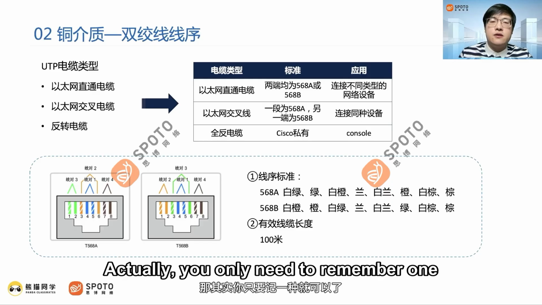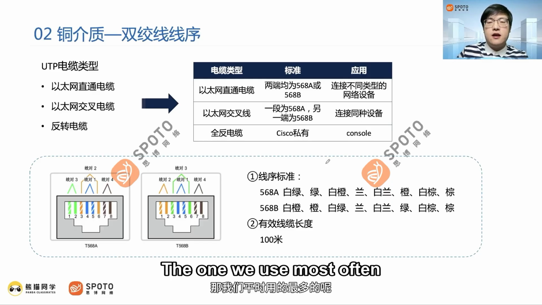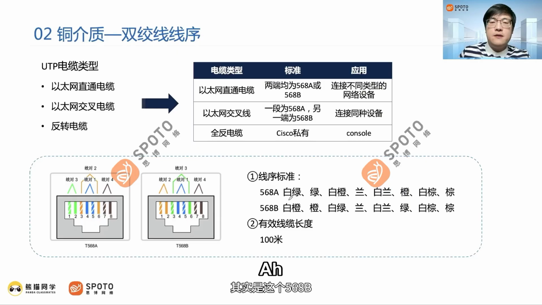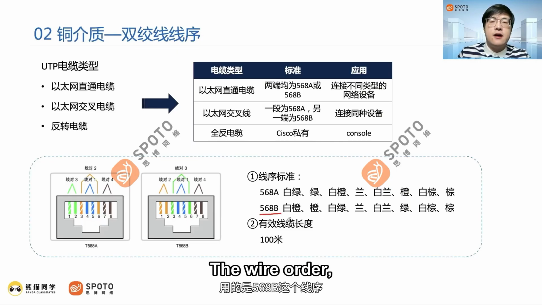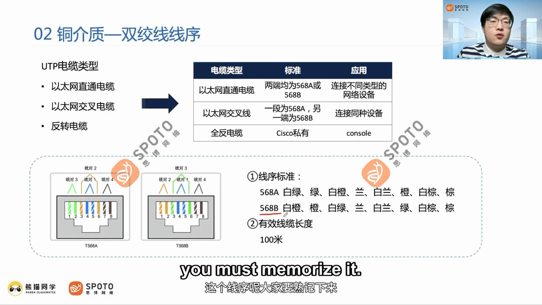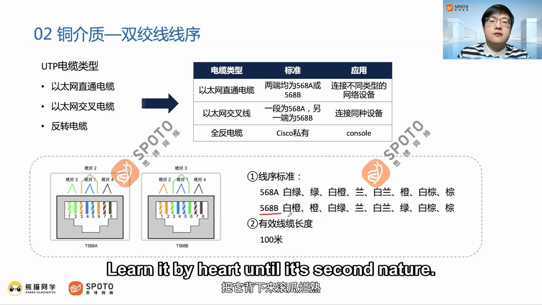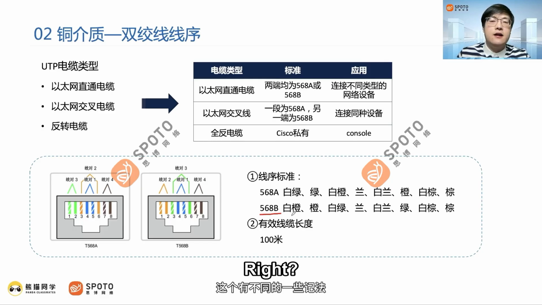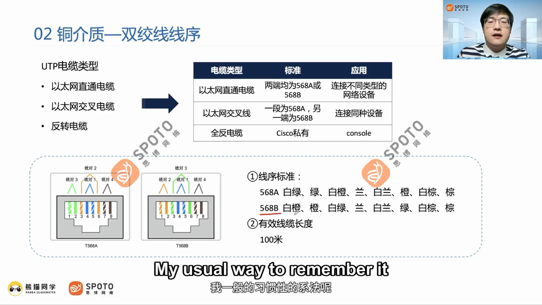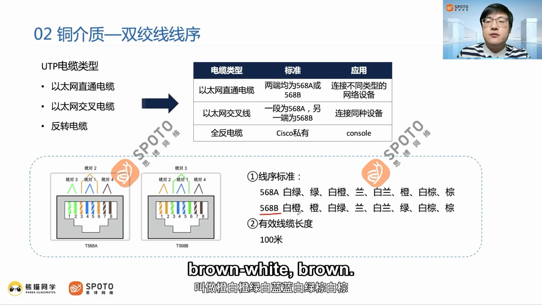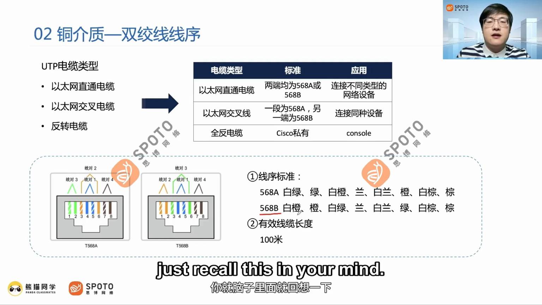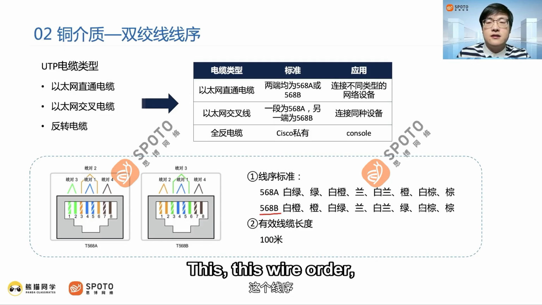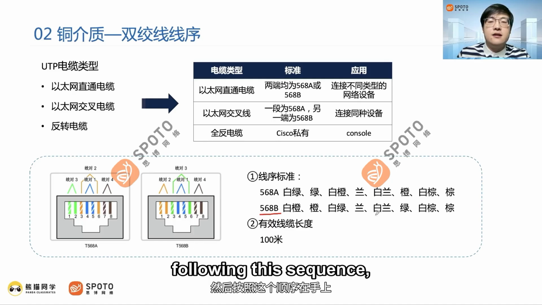As for our wire sequence, you need to remember there are two types. Actually, you only need to remember one. The one we use most often is the 568B standard. The wire order, you must memorize it. Learn it by heart until it's set. There are different ways to remember it. My usual way to remember it is orange, green, blue, brown, each with its white-striped wire first. Okay, that is the wire order. So, whenever you crimp an RJ45 connector, just recall this wire order in your mind. Then, following this sequence, line them up properly in your hands.